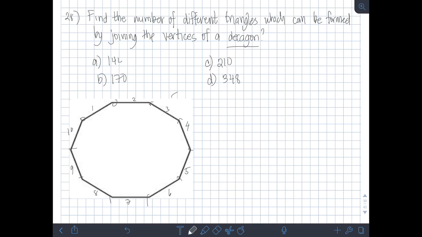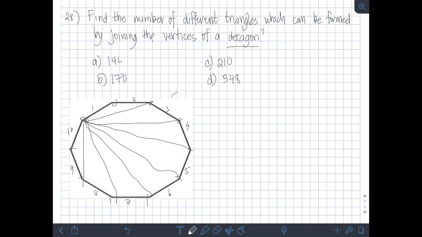So, para makabuo tayo ng triangle, kailangan natin ng 3 vertices. So, let's say itong 3 vertices na to. Tapos, 3 vertices na to. 3 vertices na to. Ito, ito, and so on. So, parang kukuha tayo ng 3 vertices at a time doon sa 10 para makabuo tayo ng triangle. So, combination lang. So, we have 10C3.